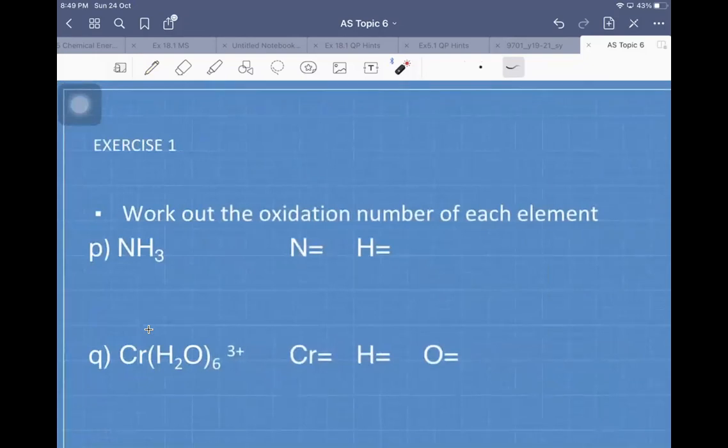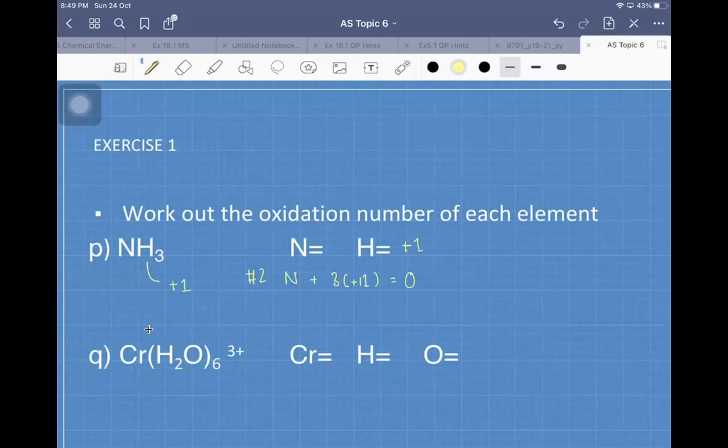Next, ammonia, NH3. Hydrogen will always be +1. And then you work out your nitrogen, 3 times +1. Rule number 4 says that the total will be, rule number 3, rule number 2. Okay, hydrogen having an oxidation state of +1 is rule number 7.